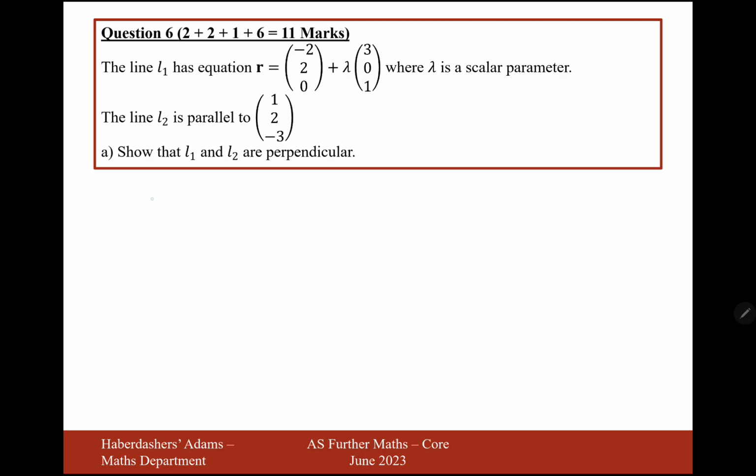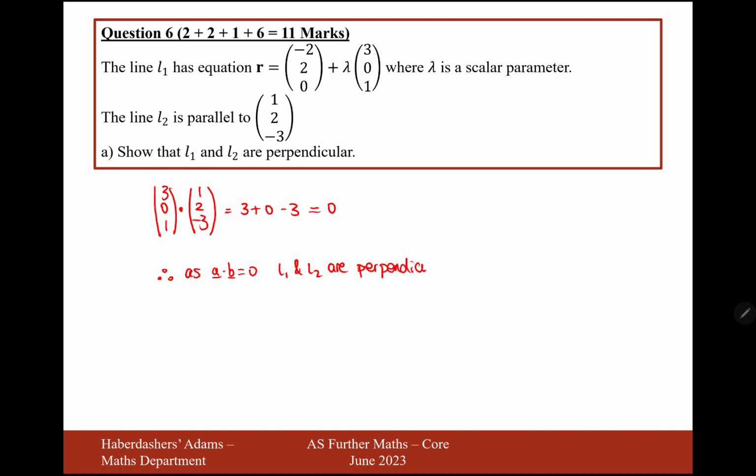So if you want to show that two vectors are perpendicular, you do the dot product of the direction vectors, and that will equal 0. So we need to show that this will equal 0. Let's work this out. 3 add 0 minus 3 equals 0. And because a dot b equals 0, L1 and L2 are perpendicular. So there we are, that's the answer to part A.